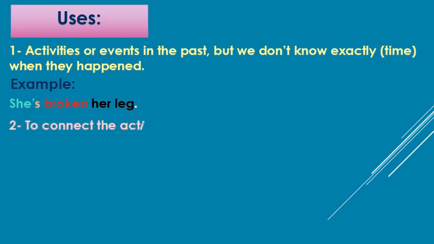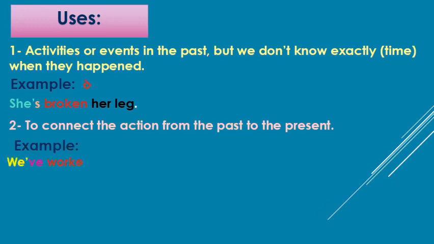Number 2. To connect the action. لربط الحدث from the past to the present. من الماضي إلى الحاضر. For example, we've worked at this office for 2 years. إذن هم يعملون في هذا المكتب منذ 2 وما زالوا يعملون. إذن بدأوا بالعمل منذ 2 وما زالوا مستمرين في العمل في هذا المكتب.